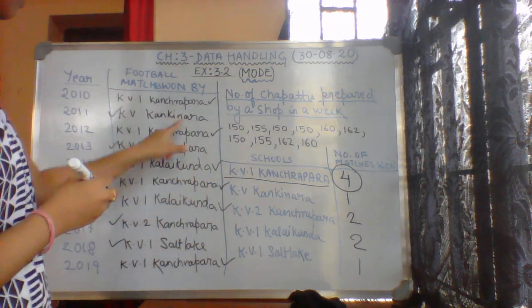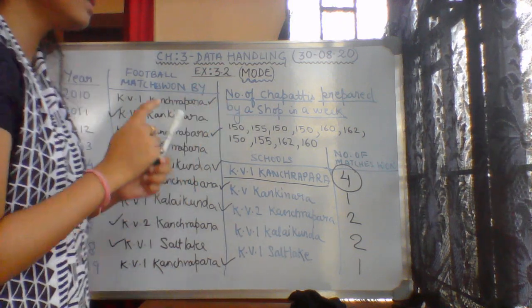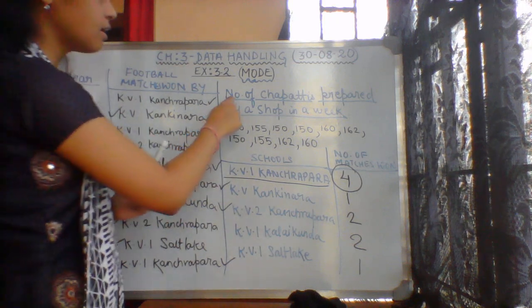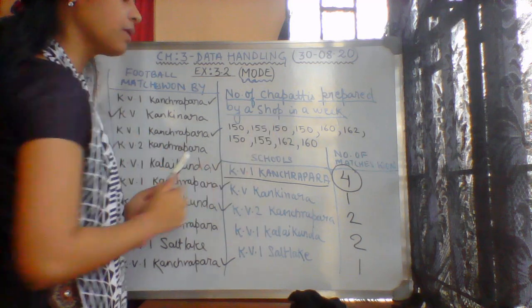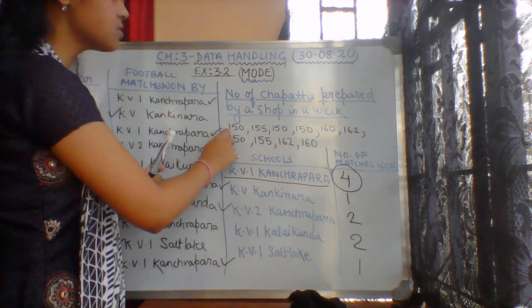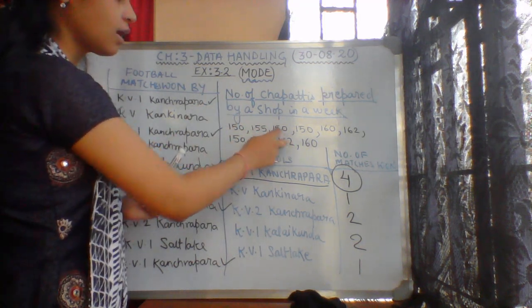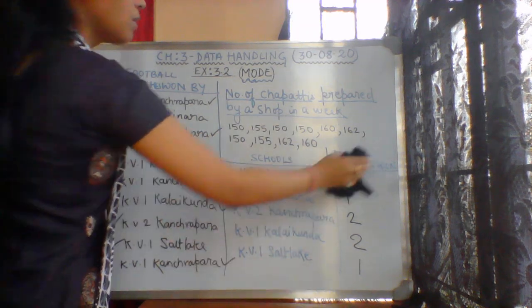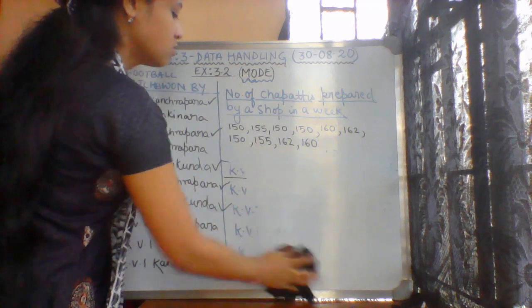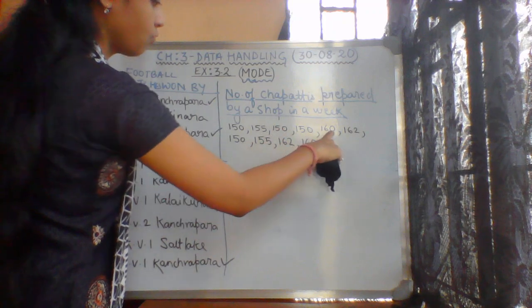Now here I have mentioned one more question. Here numerical data was not there, but in this case numerical data is there, and still we can find the mode. In both cases we can find it. So here is the number of chapatis prepared by a shop in a week. In a week there is one record: the first day of the week, how many chapatis that shop made, then the next day. In a week, 7 days, so I am keeping 7 numbers: 1, 2, 3, 4, 5, 6, 7.